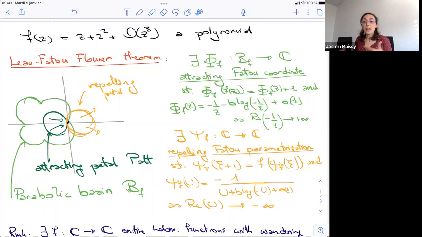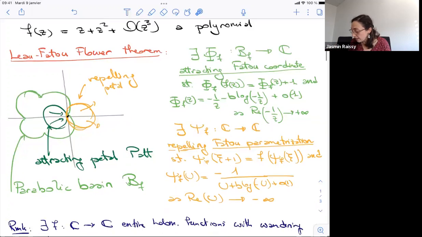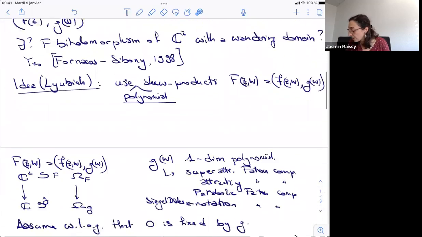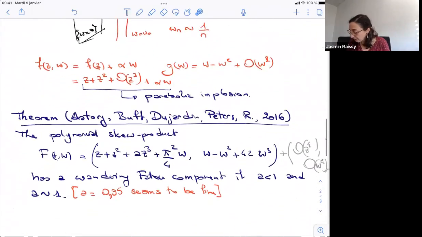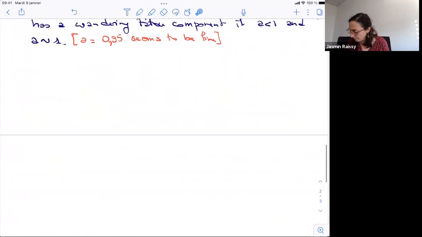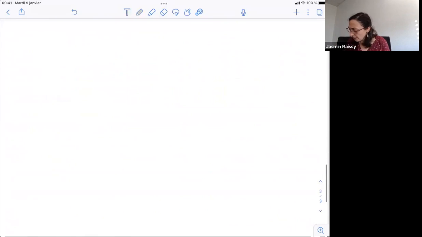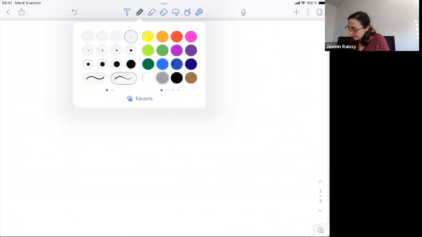They're just semi-conjugating F and the translation by one. But if you look at them, they shouldn't tell you anything more about the dynamics. And the fun fact is that indeed they do. And they are exactly what enters in this thing that we called parabolic implosion. So let me go to a new page and let me explain what I mean.